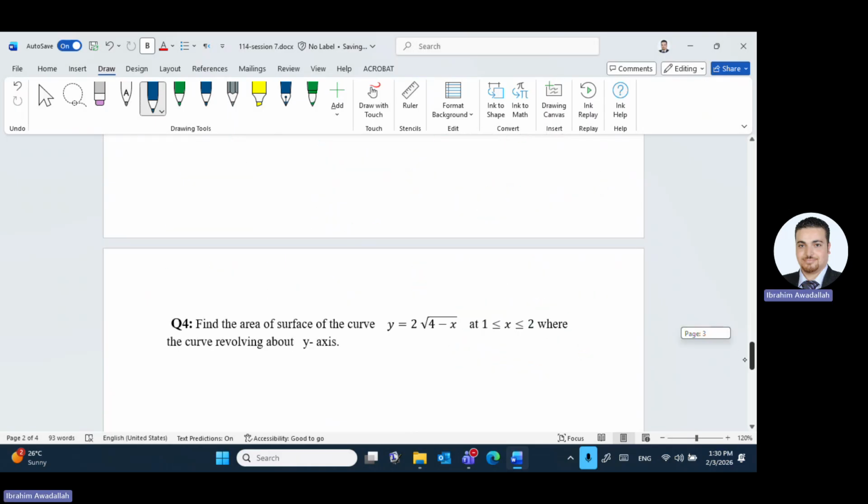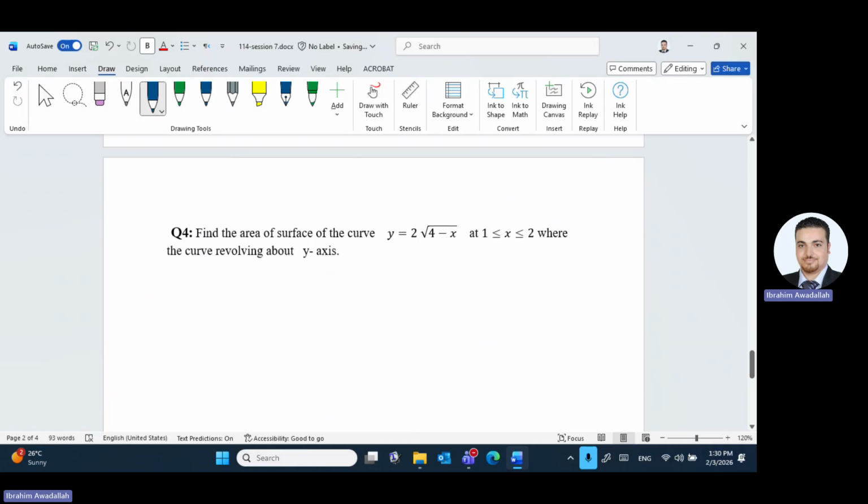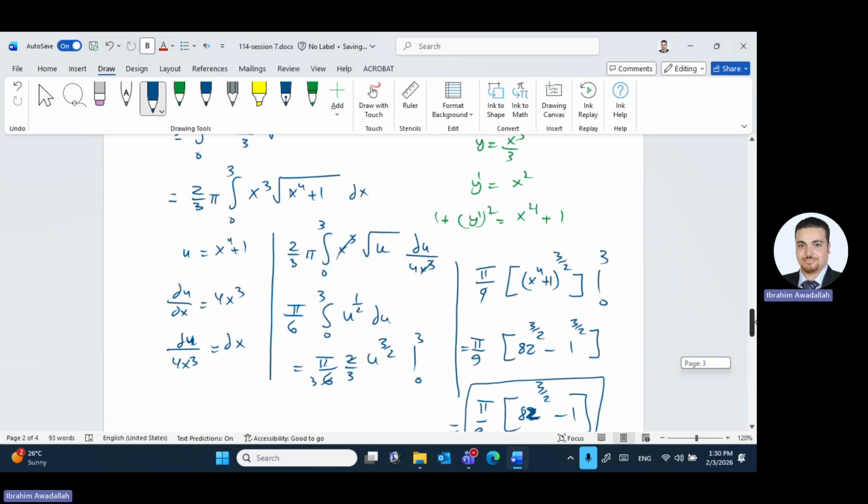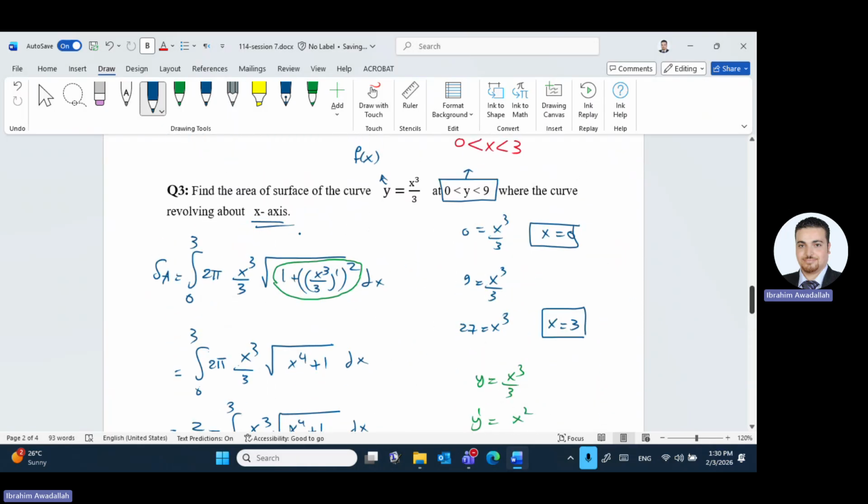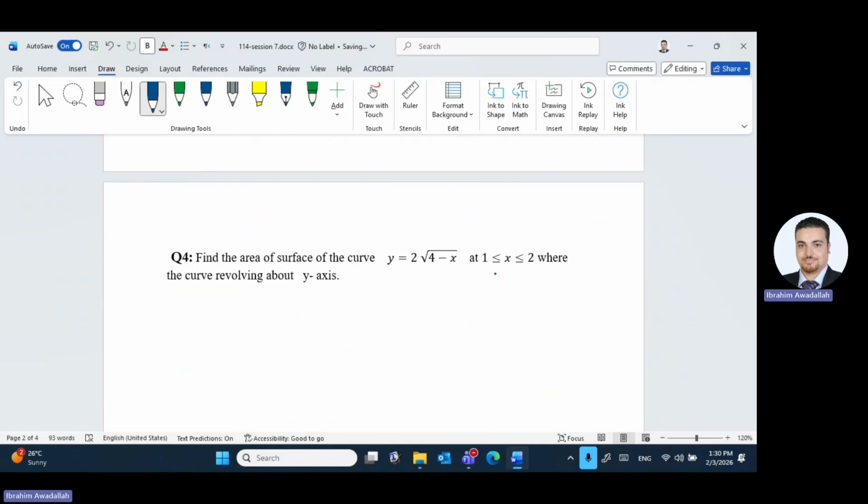Okay, to keep the video from getting too long, now we again have the y-axis, and here we have x. So here it is the opposite. This was the x-axis and this y, and now we have the y-axis, so this should be y. Substitute 1 here, substitute 2 here, very fast because we did this before. Substitute 1: 4 minus 1, root of 3, 2 root of 3. Substitute 2 here: 2 root of 2.